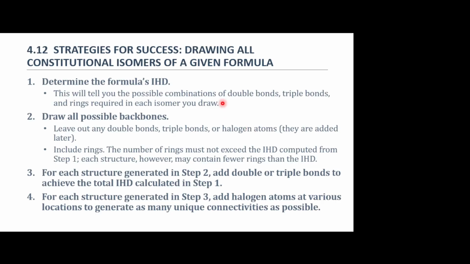And so one of the ways you want to do this is you want to first get the IHD number, okay? That's going to at least tell you, if I have an IHD of 1, then I have a ring or a double bond, right? And so now I know that I need to represent a ring or a double bond, right? If I have an IHD of 2, I could have 2 rings, 2 double bonds, some mixture of that. I could also have a triple bond, right? And so that tells me, hey, these are the things I have to watch out for, okay?